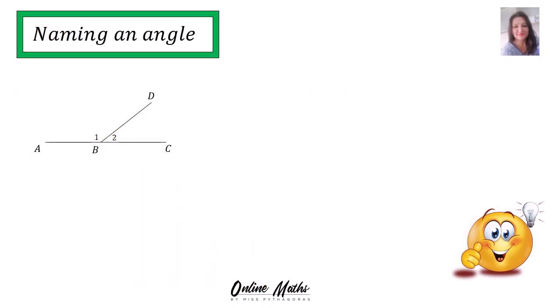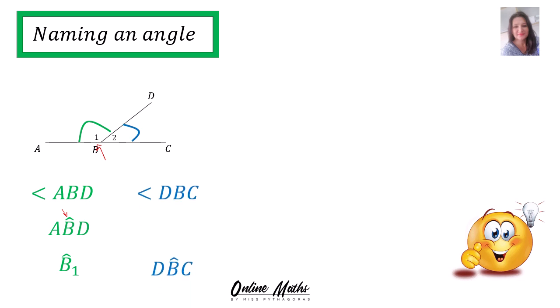Let's start with naming an angle. That angle over there, we can name it angle ABD, or angle ABD with a little copy on top of the angle that's there, or you can call it angle B1. The other angle, you can name it angle DBC, or angle DBC with the copy in the middle, and also angle B2.